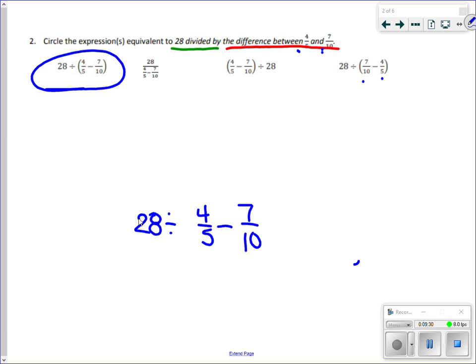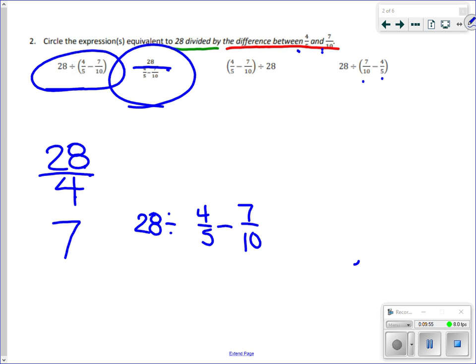So 28, your fraction line is divided by. Whenever we have improper fractions, if you have this, isn't that 28 divided by 4? Yeah. And you get 7? Yeah. So this is 28 divided by the difference of 4/5 and 7/10. So it's the first two. That fraction line is your divided by line.